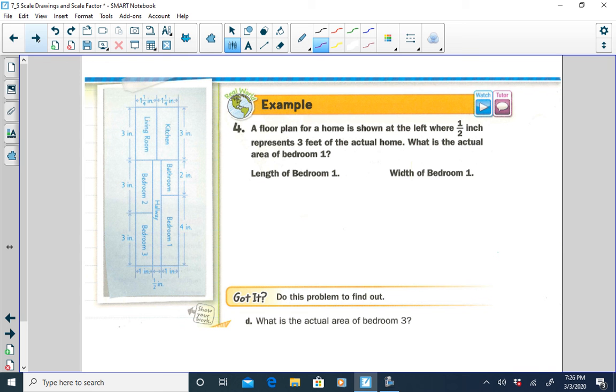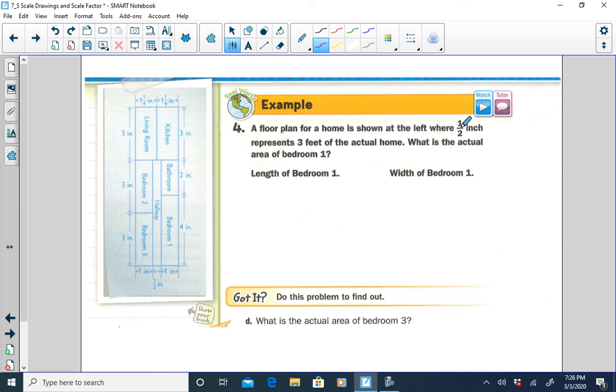All right. Next example, a floor plan for a home is shown at the left where 1/2 inch represents 3 feet of the actual home. What is the actual area of bedroom 1? Well, first we're going to have to find the length of bedroom 1. Here's bedroom 1 in our drawing, and bedroom 1 is 1 inch by 4 inches. So let's start with the length.